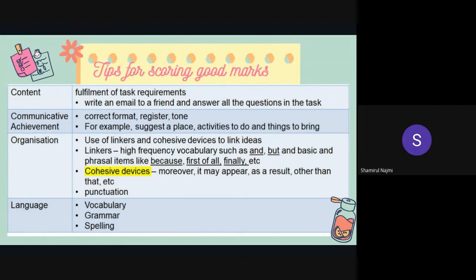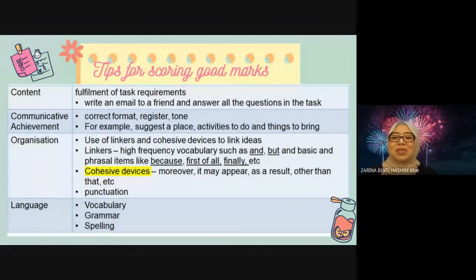Where shall we go and what can we do there? What should we bring? Okay, very good. Yes, yes. What should we bring there, kan? Ada 3 soalan, right? Okay, very good, Nazmi. So, where shall we go? That is the first question.